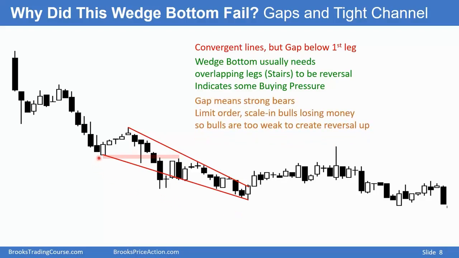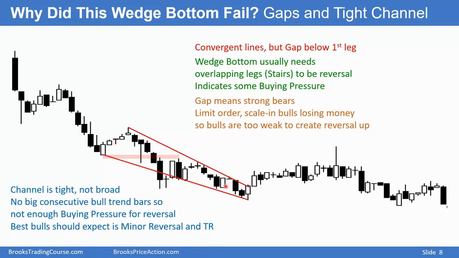The limit order bulls buying below bars are losing money. If the limit order bulls are losing money, the stop order bulls buying above bars probably will lose money as well. Therefore, the bulls are too weak to be looking for them to create a reversal up other than a minor reversal.